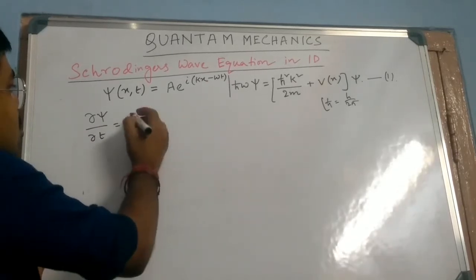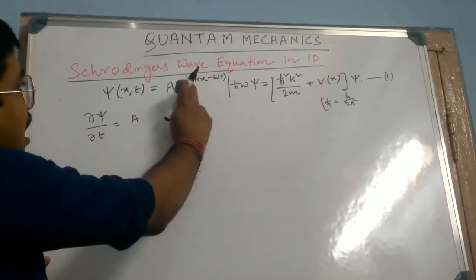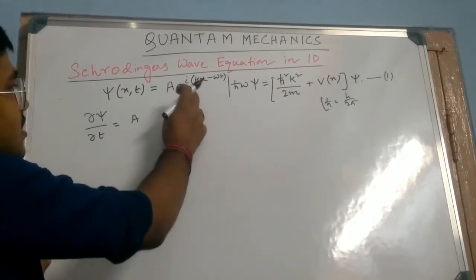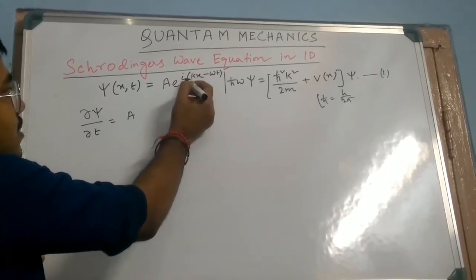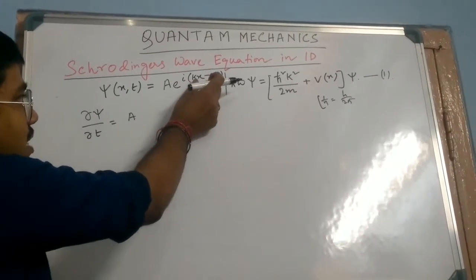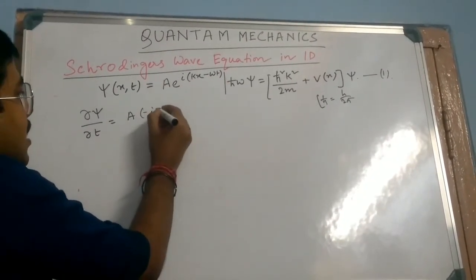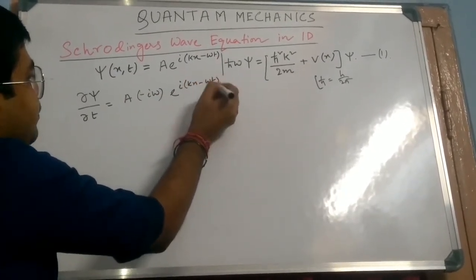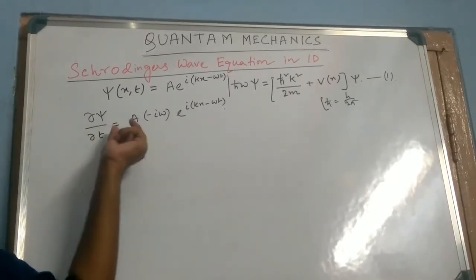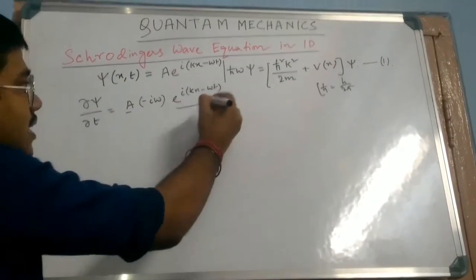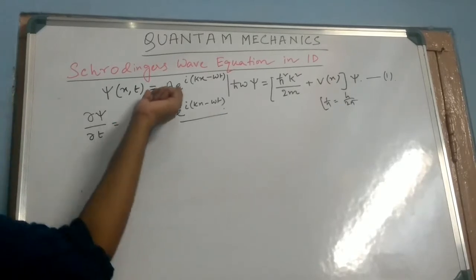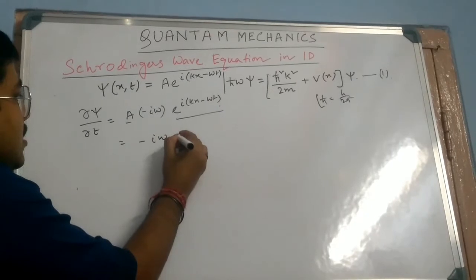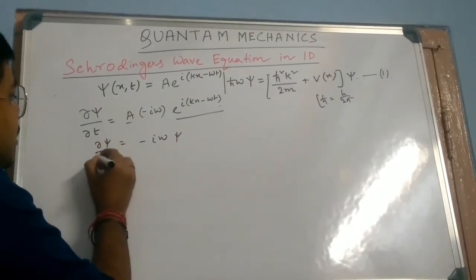What will we get? The minus i into minus omega comes out, and the exponential derivative stays as e to the power i(kx minus omega t). So minus i omega into e to the power i(kx minus omega t), and this a into e to the power i(kx minus omega t) gives me psi back. So minus i omega psi, del psi by del t.